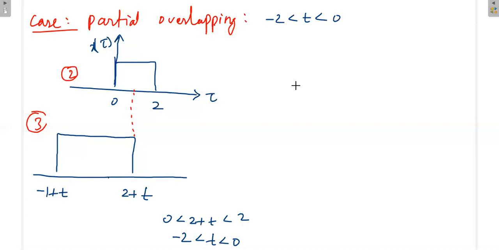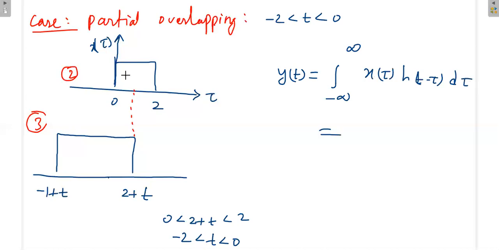Okay, then y of t is equal to the integral from minus infinity to plus infinity of x of tau h of t minus tau d tau. Again, what is the overlapping here? This part is the overlapping part.